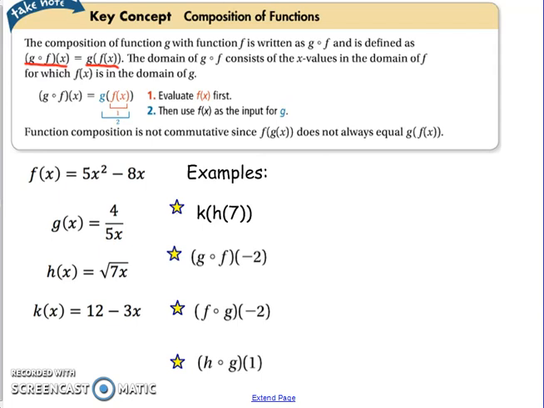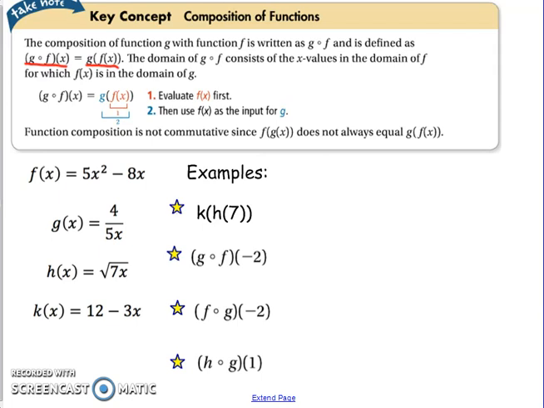That way is the way you'll probably see it most often, and that's the way I like to see it as well. So if I see it written a different way, I usually convert it to that way so it's easier to see. Basically, you're going to work inside out. Whatever's on the inside of the parentheses, you do first, and then you work your way out. So the first example here, k of h of 7.